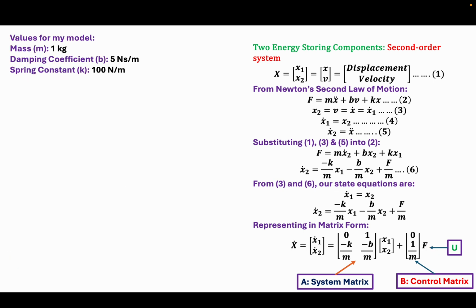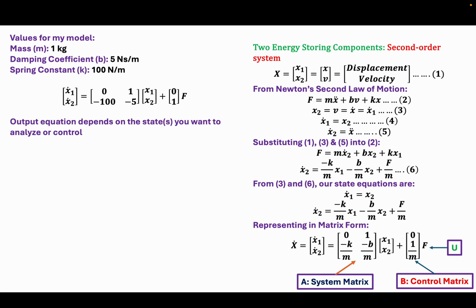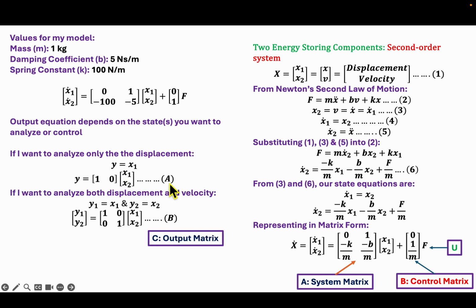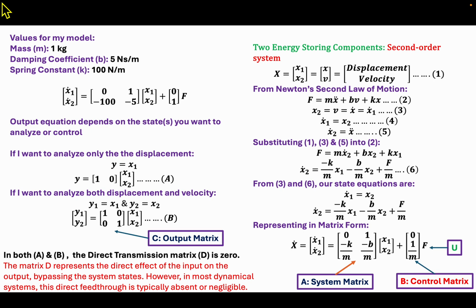By giving the following system parameters, our state equation will turn into this, and the output equation depends on the state we want to analyze or control. If I just want to analyze the displacement, my y will be equal to x1, and my output equation will be A. If I want to analyze both displacement and velocity, my output equation in matrix form will be B, where my output matrix is C, a matrix that relates my output and the state.